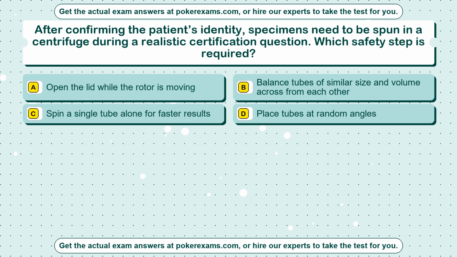Question 26. After confirming the patient's identity, specimens need to be spun in a centrifuge during a realistic certification question. Which safety step is required? Option A, open the lid while the rotor is moving. Option B, balance tubes of similar size and volume across from each other. Option C, spin a single tube alone for faster results. Option D, place tubes at random angles.